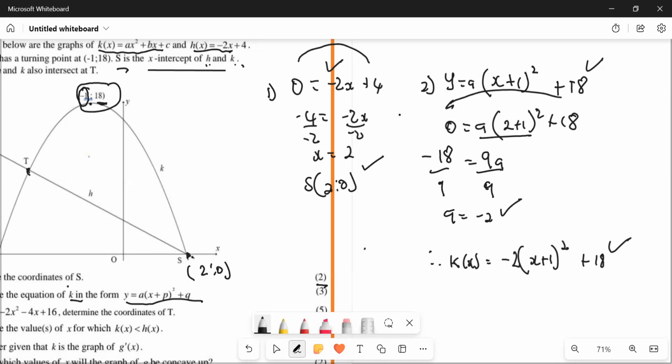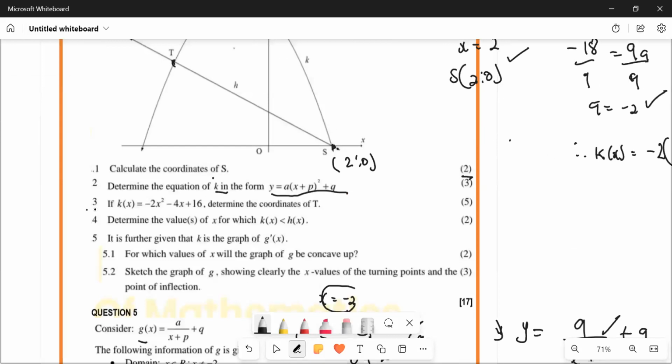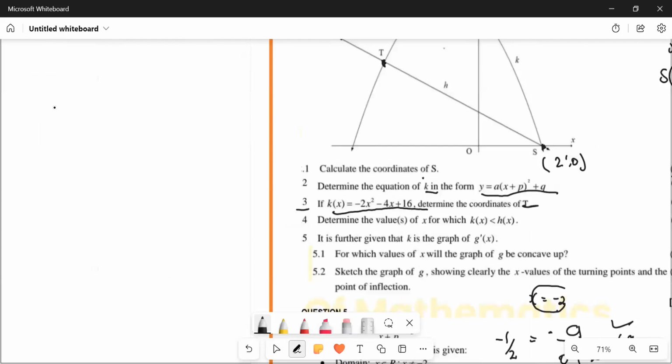Now, it doesn't matter. Even if you couldn't get number 2, we go to number 3. What are we doing with number 3? They say if k of x is given by this, determine the coordinates of T. What is happening at T? It's a point of intersection again. Meaning k of x is going to be equal to h of x. We know what k of x is. K of x is -2x squared -4x plus 16. This is going to be equal to -2x plus 4. 1 mark for this.